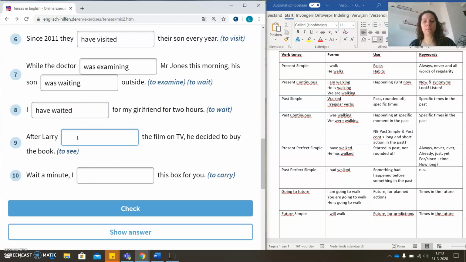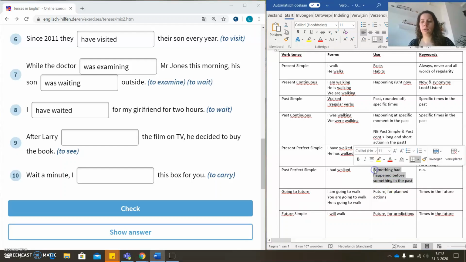Okay, in sentence 9, we get into a little bit of trouble again because we have 2 gaps really. Here we have a sentence that uses past simple, and here we see a word of structuring, after. So after the one thing happened, the other thing happened. Oh, so we're in the past and one thing happened before the other. That sounds like I need this one here. Something had happened before something in the past.